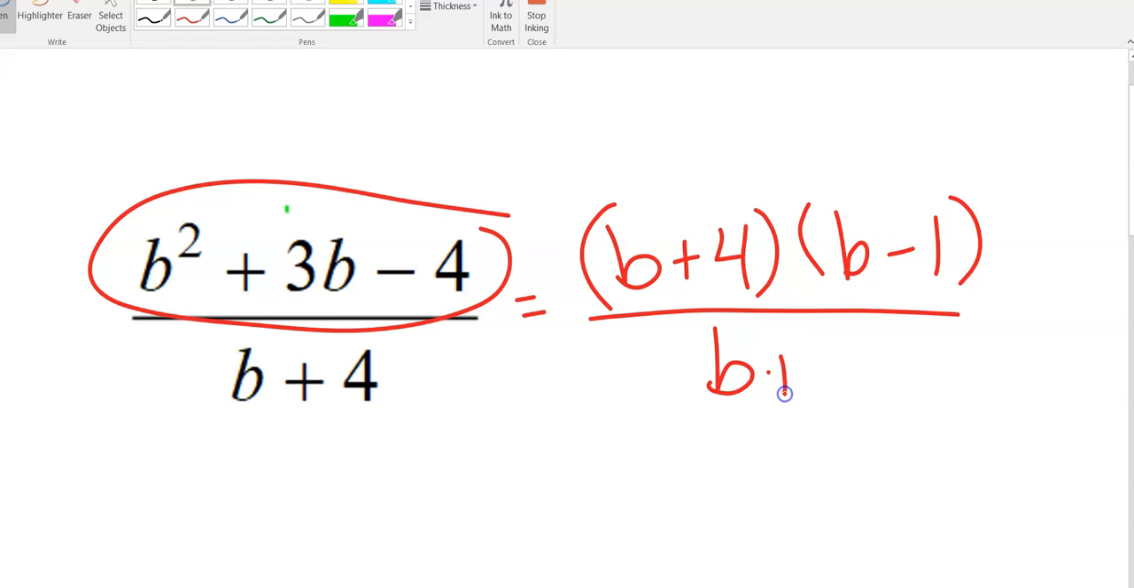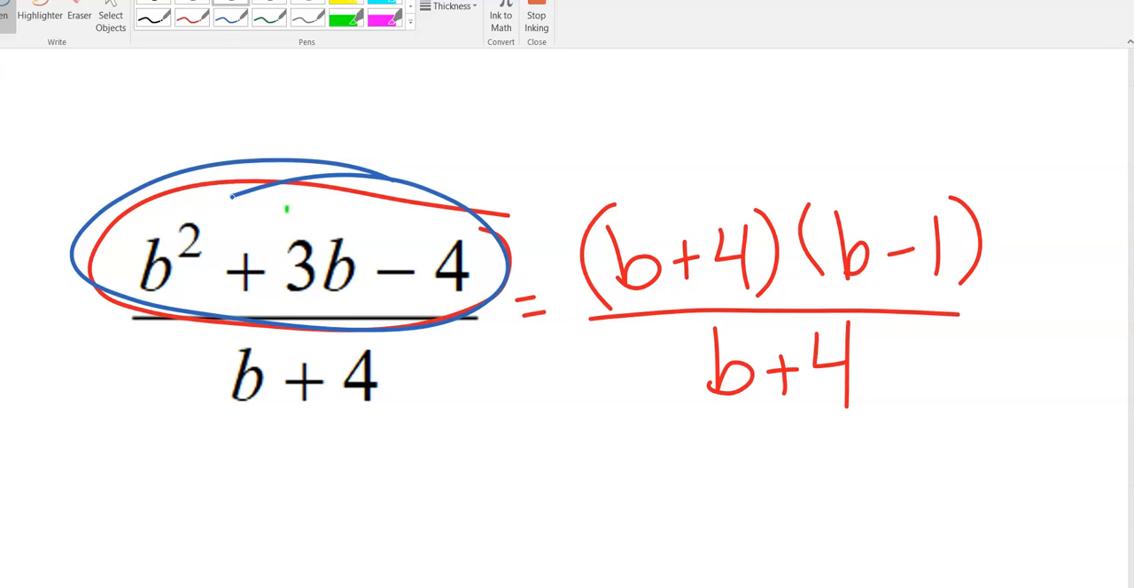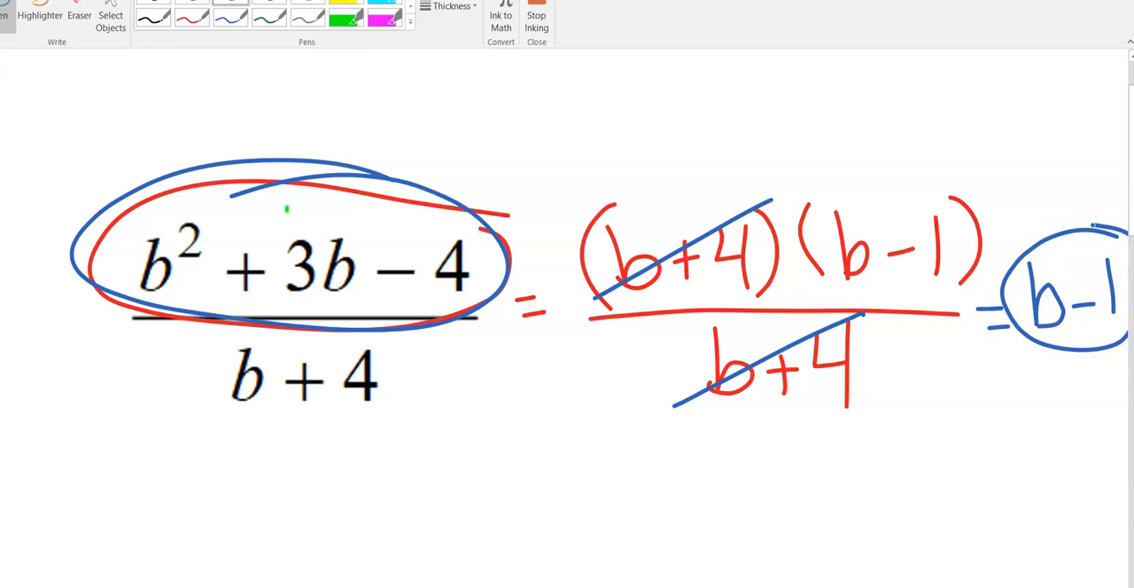And now down here in the bottom, we already had a b plus 4. So once I factored this numerator up here, it shows me what they actually have in common. I couldn't tell because this was in standard form, it wasn't in factored form. But once I factor this, now I can see that they both have b plus 4 in common, and my answer would just be b minus 1. Okay.